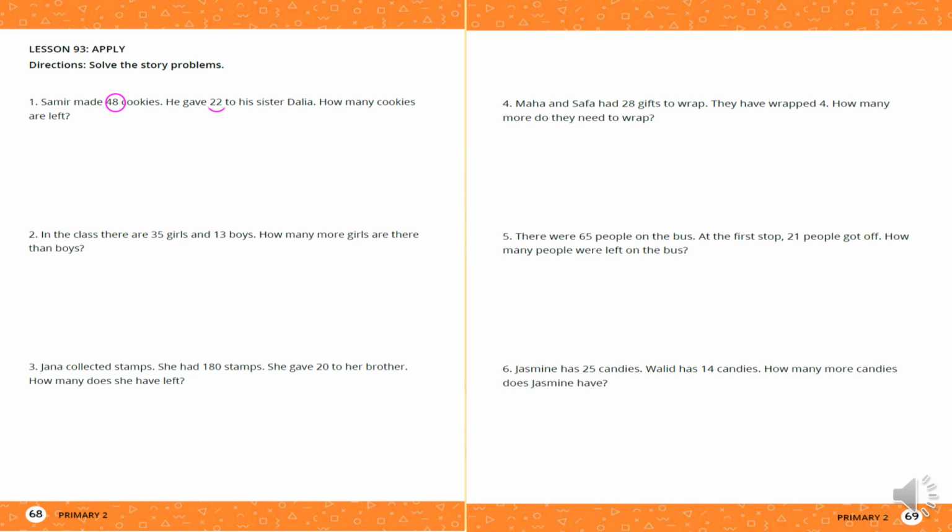48 minus 22. Don't forget, in subtraction, the big number must be first. Now, to find the answer, subtract ones with ones, tens with tens. 8 minus 2 equals 6. 4 minus 2 equals 2. So the result equals 26 cookies. Don't forget to write the word cookies.